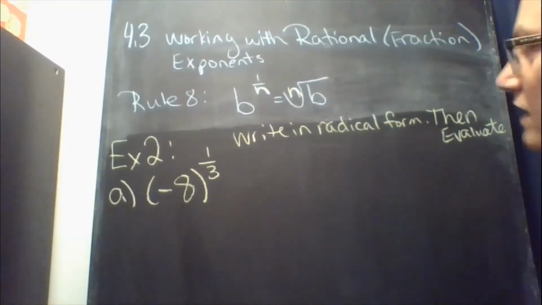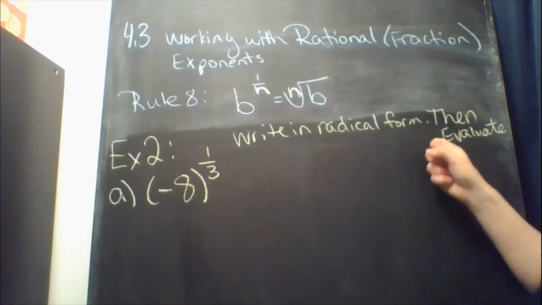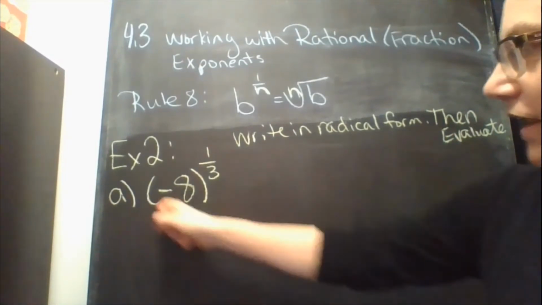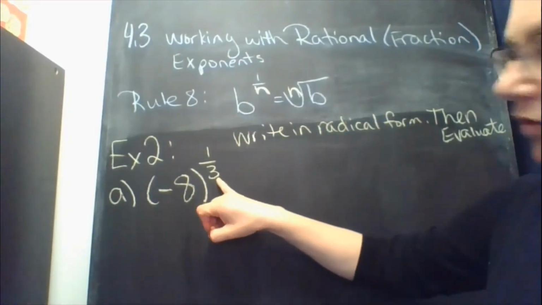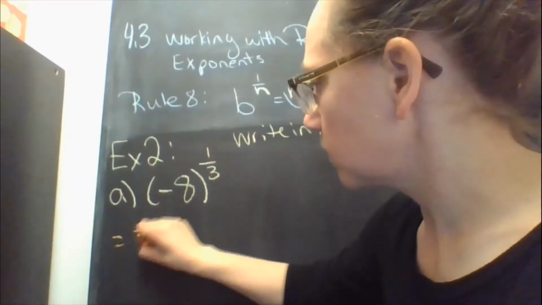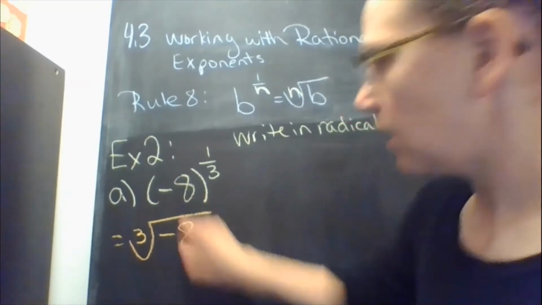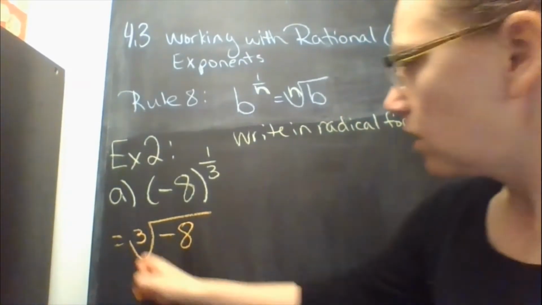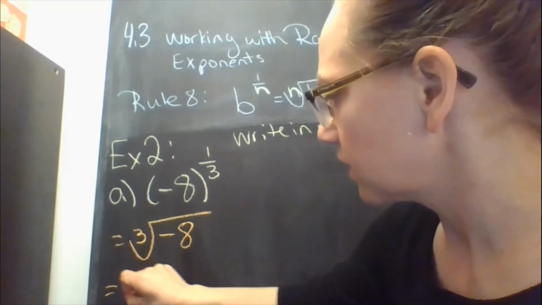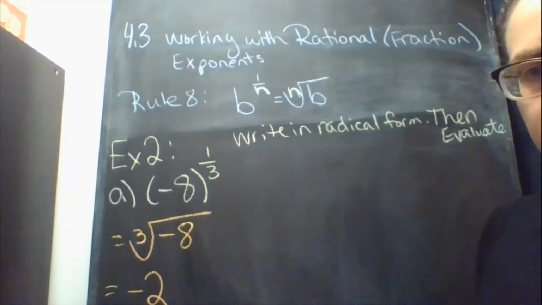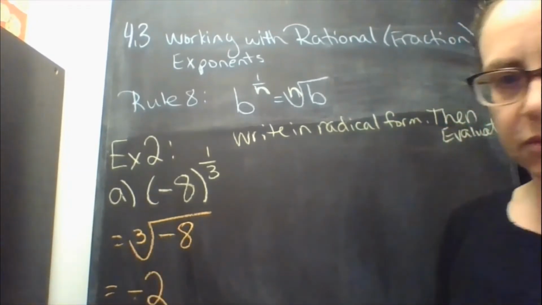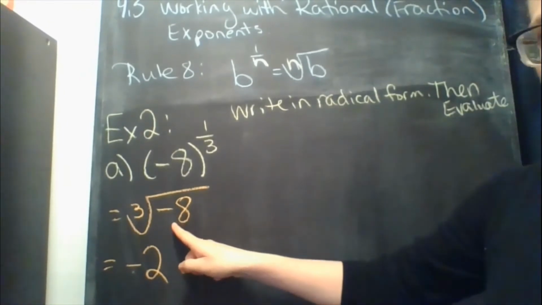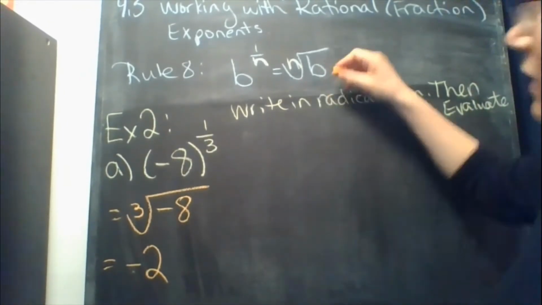Okay, let's keep going with our examples. Still we want to write them in radical form and then evaluate. Here I have a negative as my base, with exponent 1 over 3. So that 3 is telling me I want the third root of negative 8. The third root of negative 8 is going to give me negative 2, because 2 to the exponent 3 would give me 8, and it has to be negative to give me that negative answer underneath. Okay, that number underneath the root sign, we haven't talked about that. That has a name.